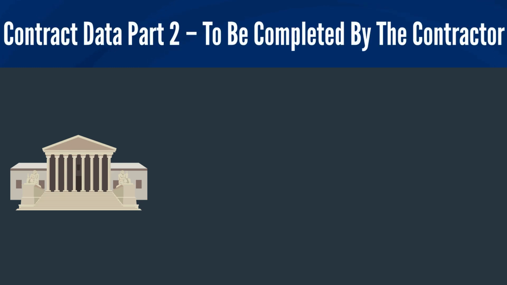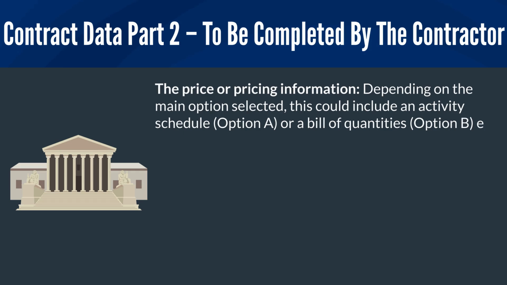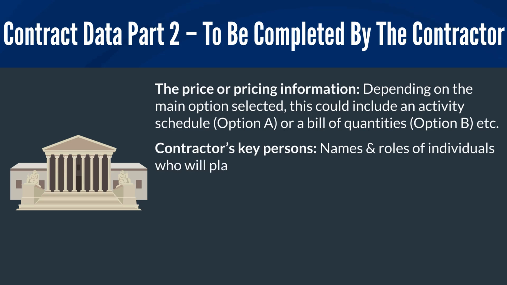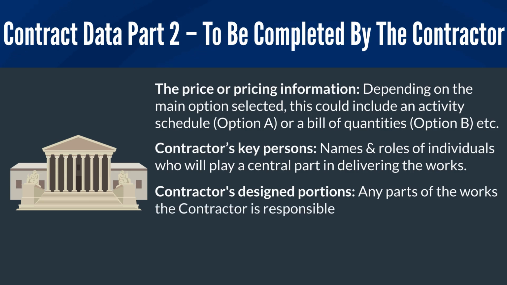Contract Data Part 2 is completed by the contractor as part of the tender submission. It outlines how the contractor proposes to meet the obligations set out in Part 1. Some key inclusions are the price or pricing information. Depending on the main option selected, this could include an activity schedule or a bill of quantities. Contractor's key persons, names and roles of individuals who will play a central part in delivering the work. Contractor's designed portions, any parts of the work the contractor is responsible for designing, if applicable.